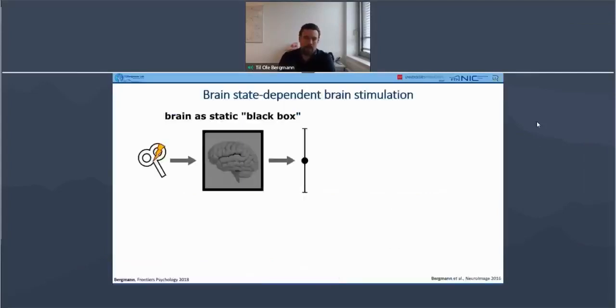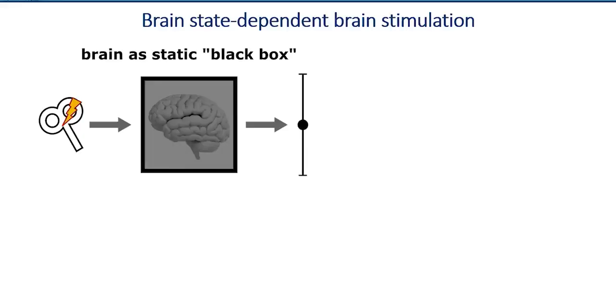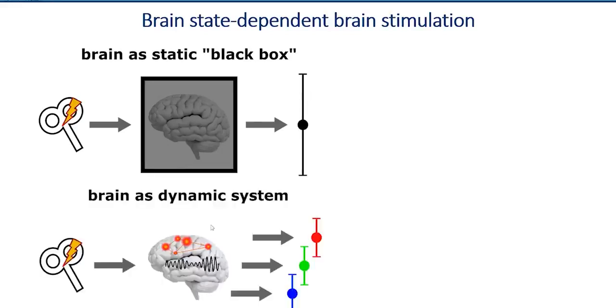To start with, for the last 30 years or so, we've been treating the brain as a black box. And when stimulating, for example with TMS, we get quite a variability in the outcome measures, whatever it is. Now, if we treat the brain as the dynamic system it actually is, and take the brain state at the time of stimulation into account, we can see that we get very different responses to the stimulation depending on the brain state. Each of those might have an even more homogeneous response, and so less variability in the outcome measures.